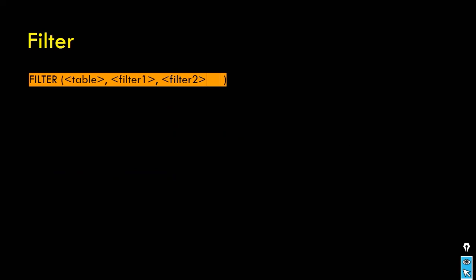The next one is the filter function. Okay, what is a filter function? The filter function is a table function. Even the filter is also a table function. It is both a table as well as an iterator function. This is what you need to remember.